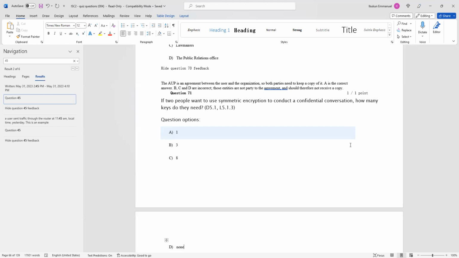If two people want to use symmetric encryption, they're using a single key. The single key is used to encrypt the communications sent from one party, and the single key is sent along with the message. The key and the encrypted message are then received by the recipient, and then the recipient uses the symmetric key, the same key, the single key, to decrypt the message.